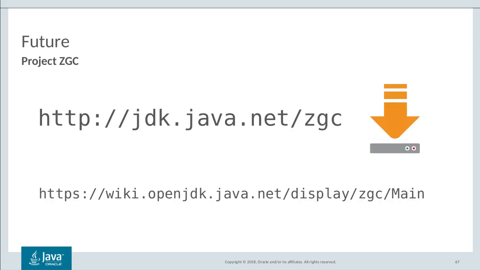If you want to try out ZGC, there are already early access builds available, so please head to jdk.java.net/zgc to download the build and try it out and see how it performs on your application. If you want to know more about ZGC, you can find more information on the OpenJDK main wiki page for ZGC.